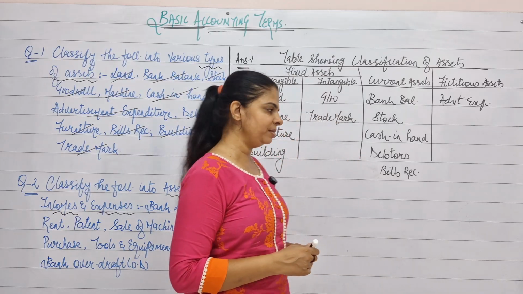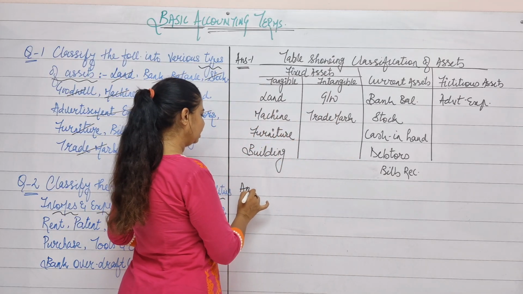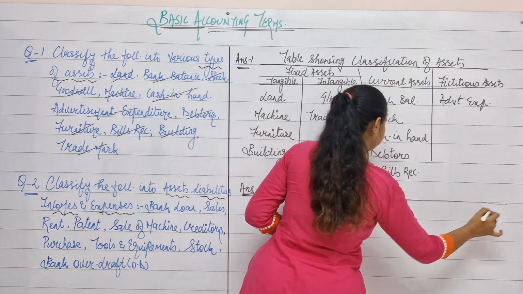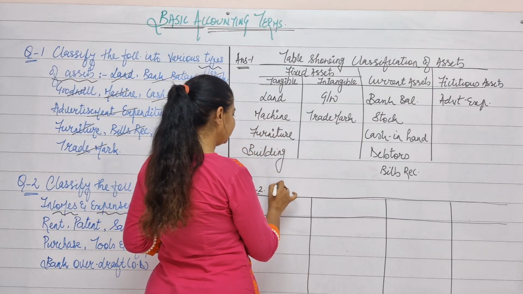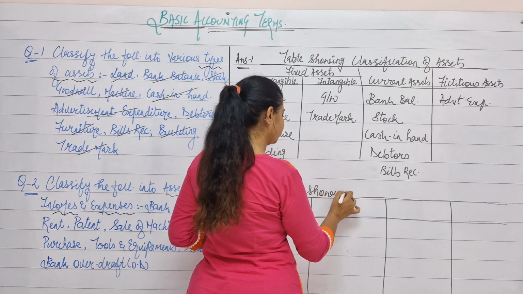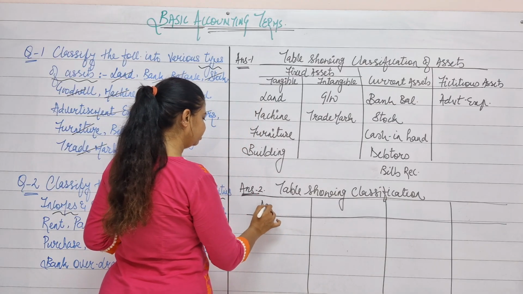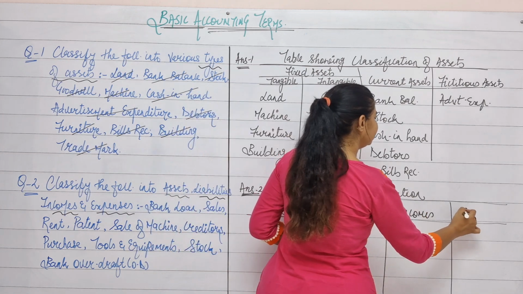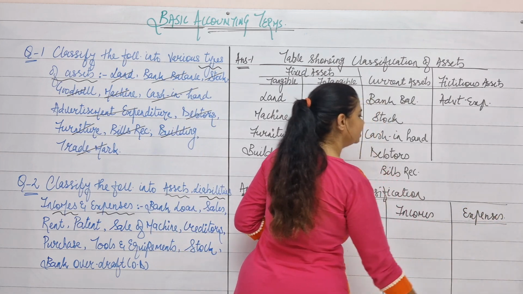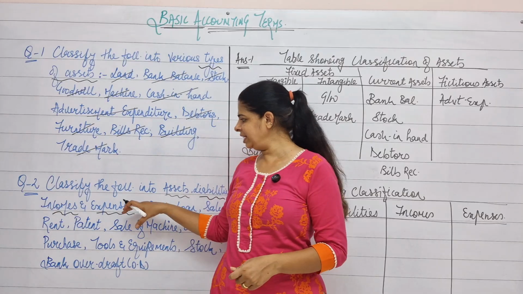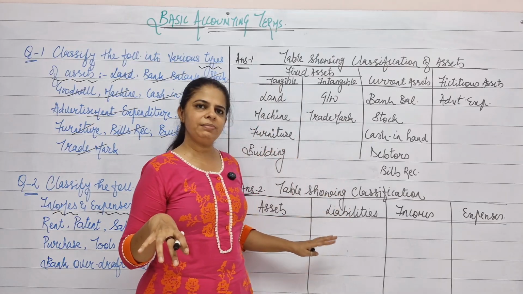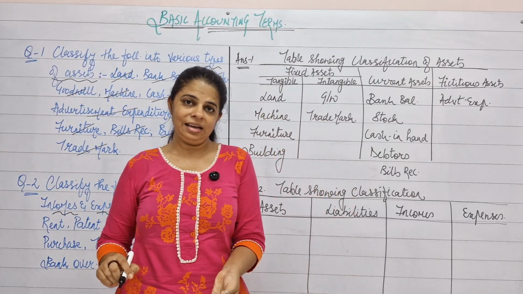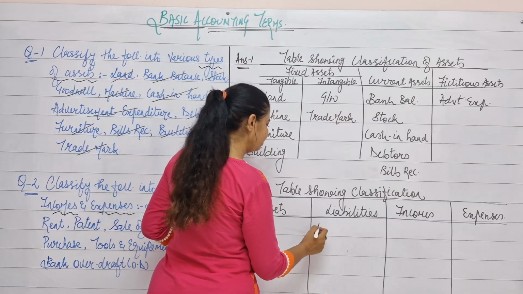Again, as a part of answer, we will be making the table. So, answer number 2 and the table. You will name the table as table showing classification, and you will make the columns of assets, liabilities, incomes and expenses. Again, you will go on picking the items from here and drop them in the relevant column. So, bank loan pay karna as a liability, and thus you will drop it in liabilities column.